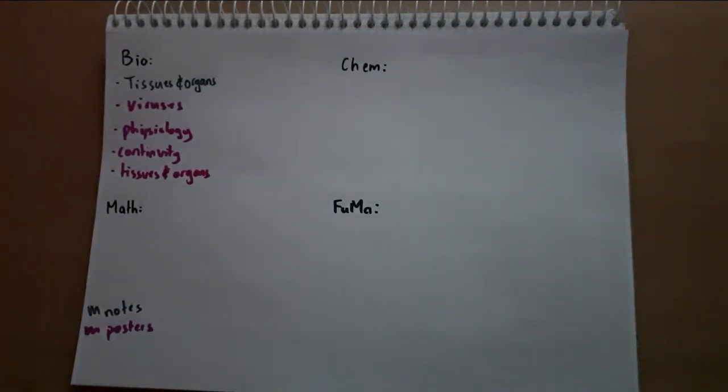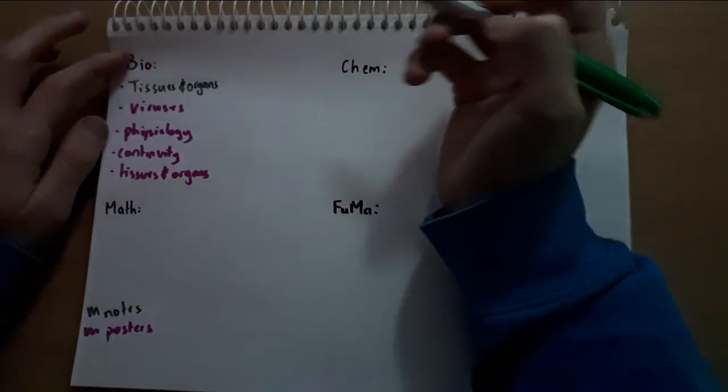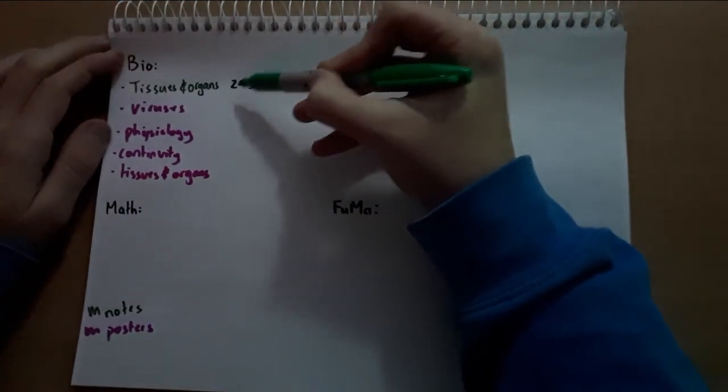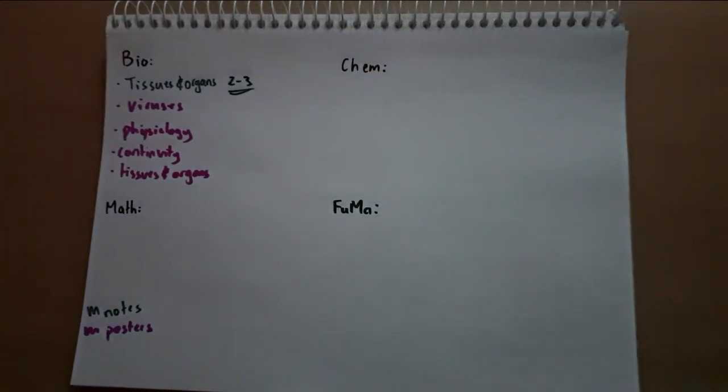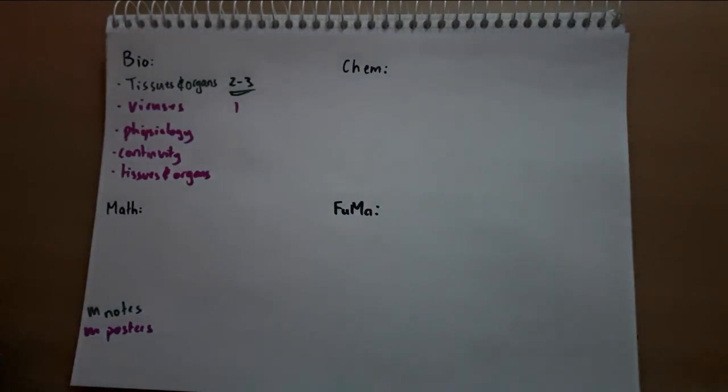Now I'm going to have to give it a time value, so approximately how many hours I think it's going to take me. Tissues and organs, I'm saying 2 to 3 hours. Viruses, I'll be doing 1 or 2 posters, and each poster takes me half an hour, so I'm going to say 1 hour for viruses.